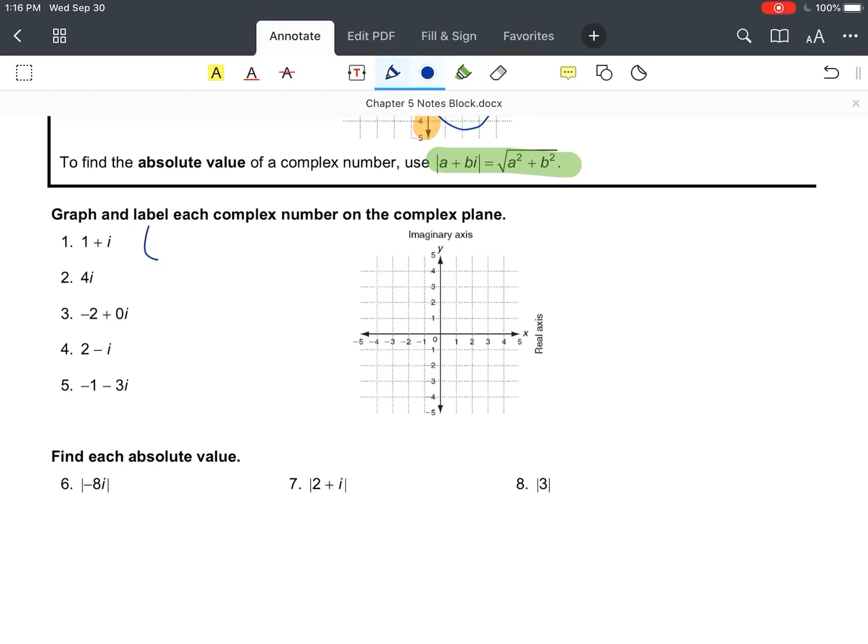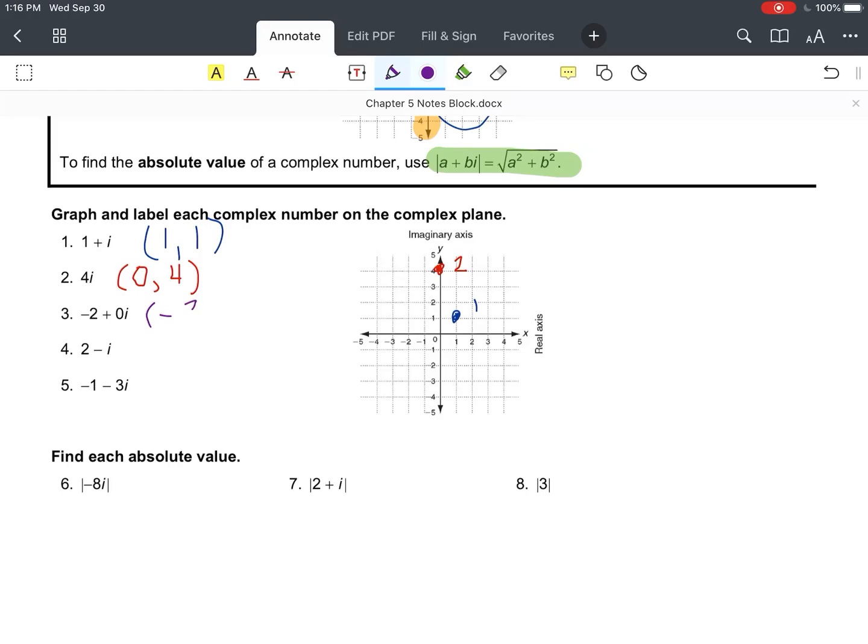For number 1, they want us to graph and label each complex number. My real part is 1, so I'm going to graph 1 on my x-axis. My imaginary is 1i, so I'm going to graph the point 1, 1. So I'm going to go right 1, up 1, and that will be my point 1. Number 2, I have no real part. There is no part without an i, so that will be 0. And my imaginary part is 4. So I'm going to graph the point 0, 4. So nothing left or right on my real axis and 4 on my imaginary. And this is number 2.